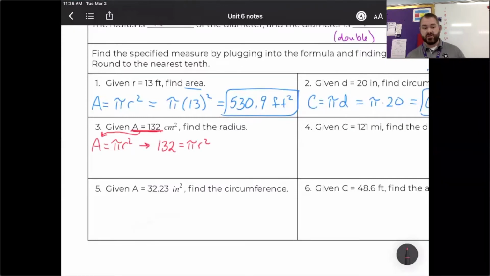So the first thing you should notice is we've got to get rid of the pi. Remember when you solve equations, we're working backwards, so we want to work backwards through PEMDAS. So we're going to undo our multiply by pi before we undo our exponent of 2. So we divide by pi to cancel it. Gets rid of it on that side. So we have 132 divided by pi. I'm going to go ahead and get a decimal value for that.